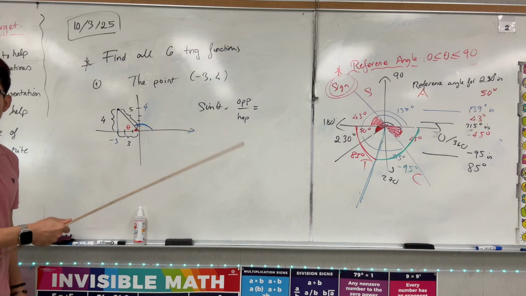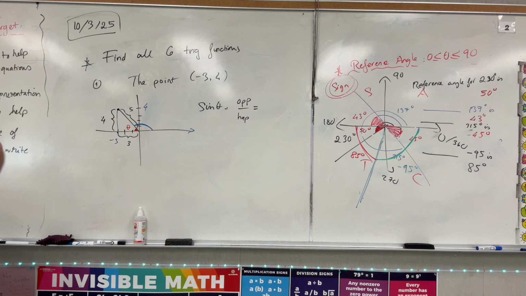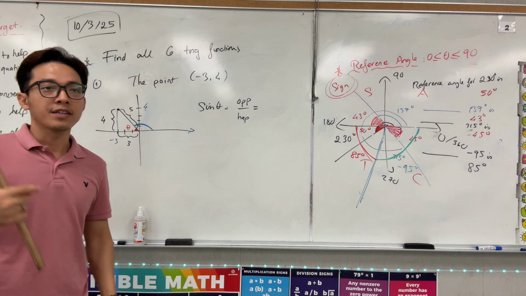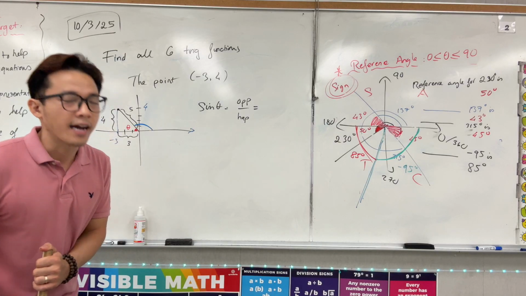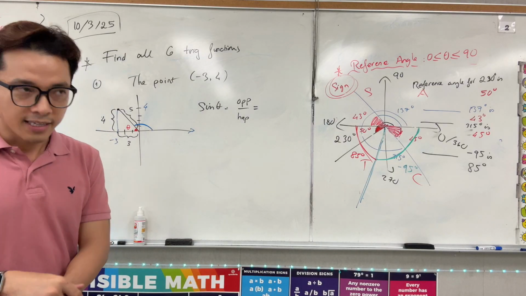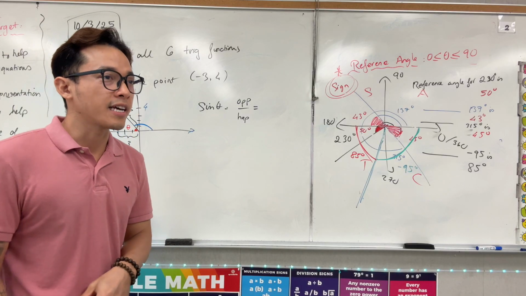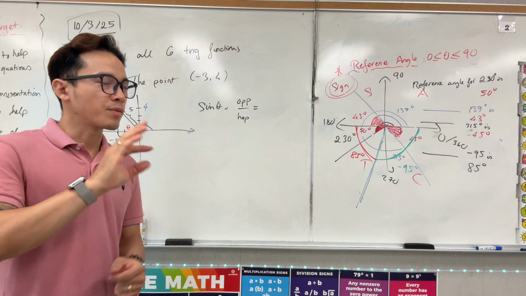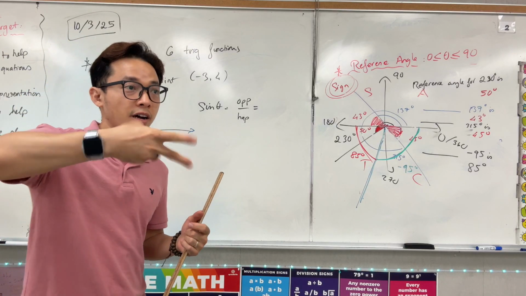Sine, cosine, tangent, cotangent, what else? Why do I have 6? Secant and cosecant. Secant is 1 over cosine. Cosecant is 1 over sine. Tangent is sine over cosine. Then cotangent is, what is the other way to find cotangent? It has to be the opposite of tangent.